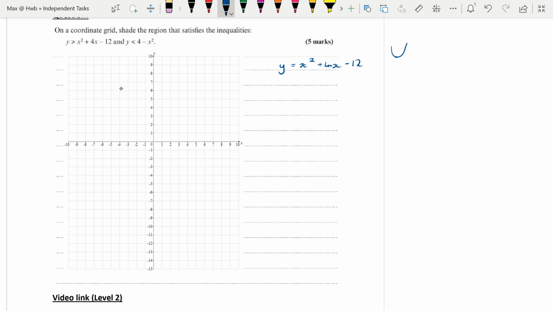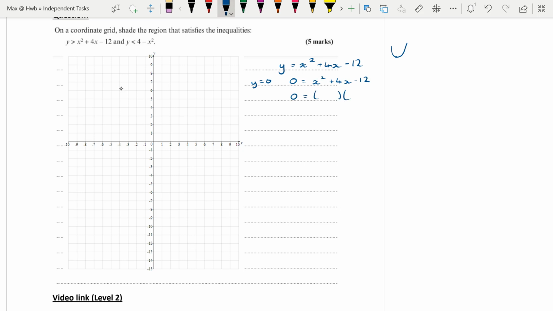So the first thing I'm going to do is, when y is 0, this is going to be on the x-axis. I've got 0 equals x squared plus 4x minus 12 in our brackets. What I'm basically going to do is factorize that and solve it.